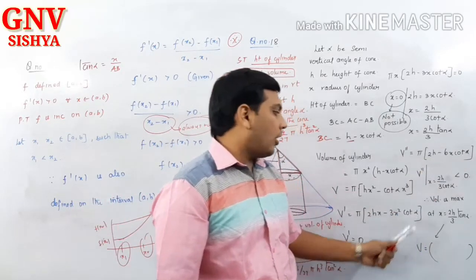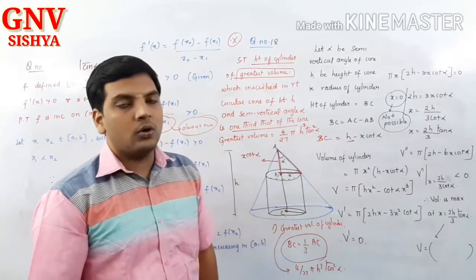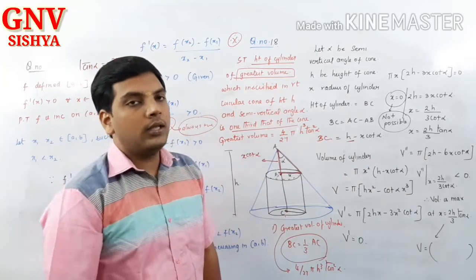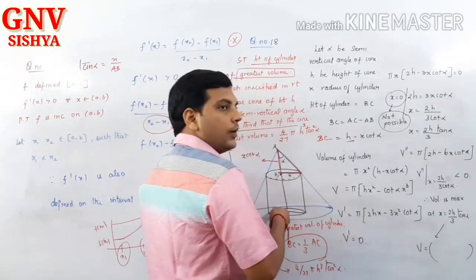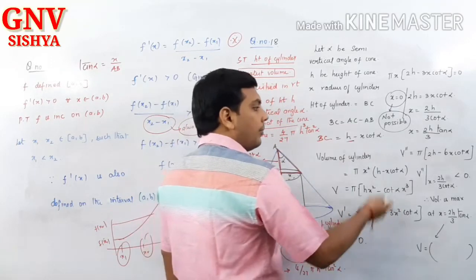Sir, why are you not differentiating alpha? Sir, it is also with respect to the cone. h and alpha both are with respect to the cone. There is only a single variable here, x, correct? With respect to the cylinder radius. So with that alone I am differentiating, right?